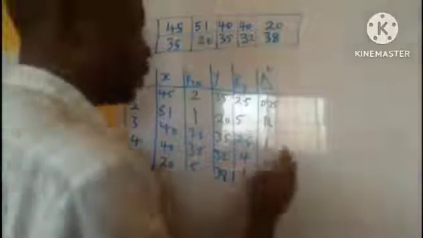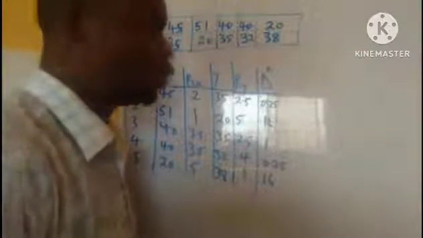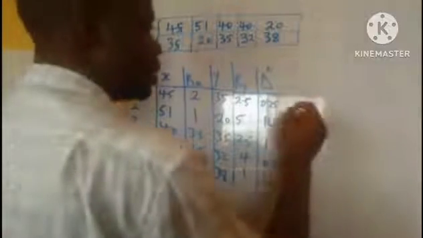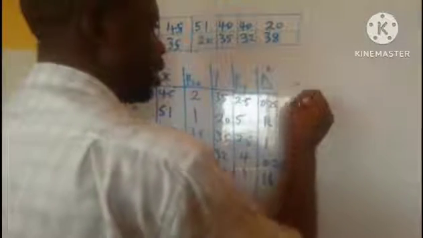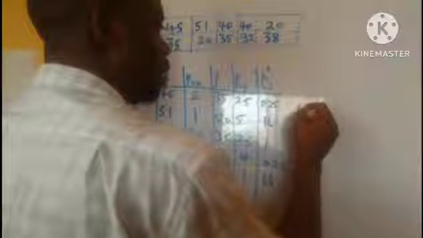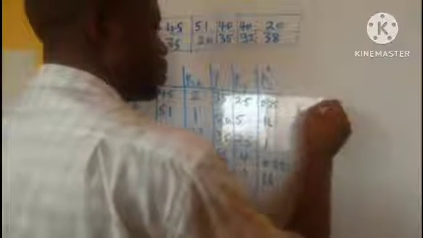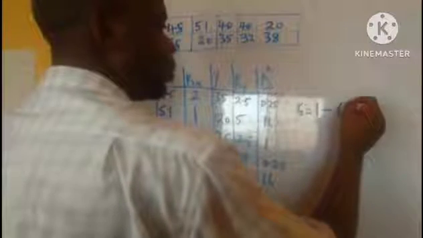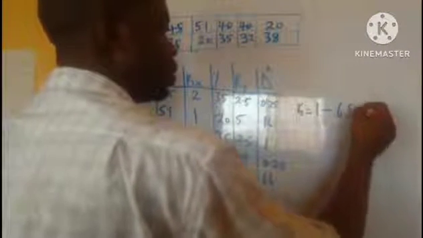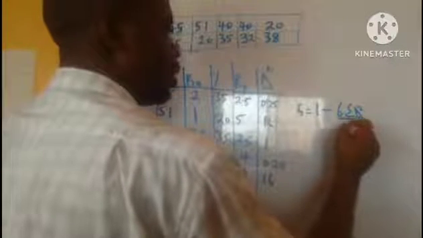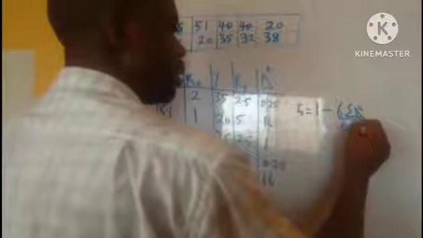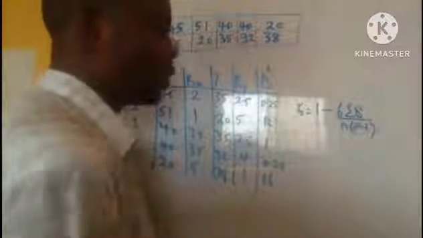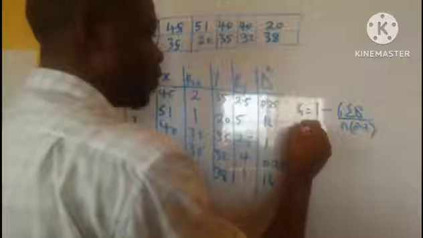Now, having done this table, the next thing we do is to use our correlation coefficient. The formula is, our correlation coefficient R equals 1 minus 6 summation d squared over n bracket n squared minus 1. So that's the formula. So then we have it now.